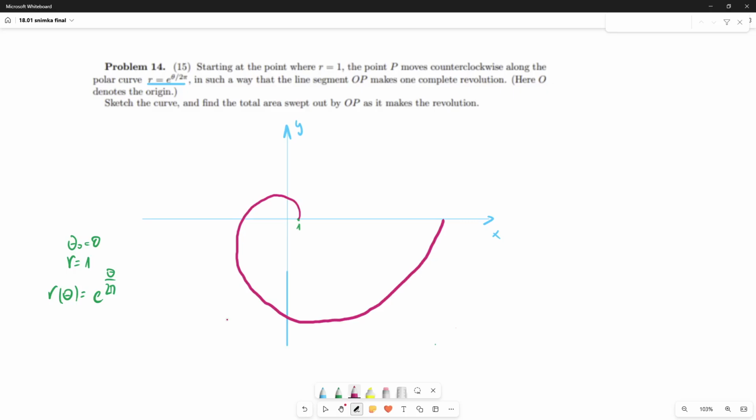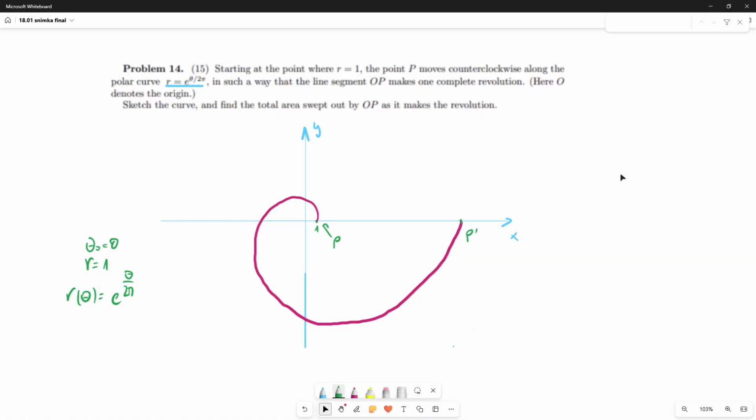We made a complete turn. The angle goes from 0 to pi over 2 to pi to 3 pi over 2 and eventually to 2 pi. So this is our point P over here, and we can call this point P prime, which is the final destination of the point P after the line segment stretches and makes one complete revolution. So we have sketched the curve.